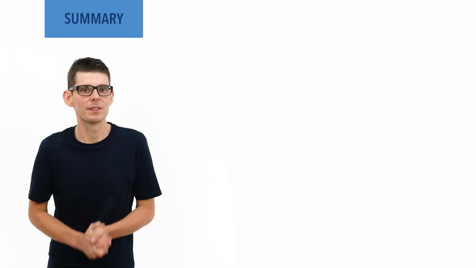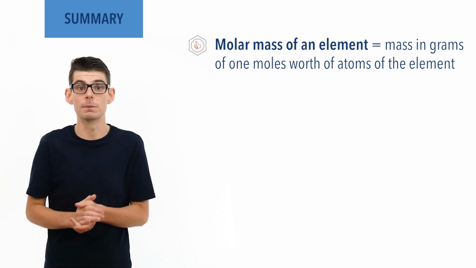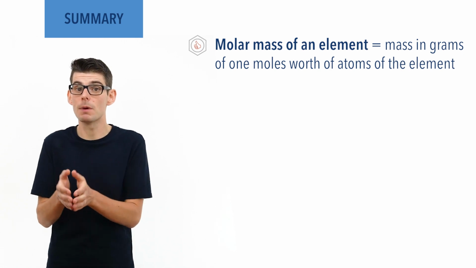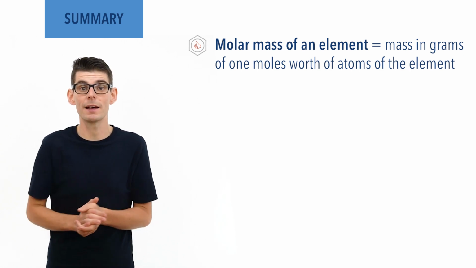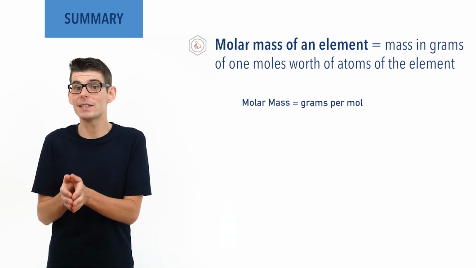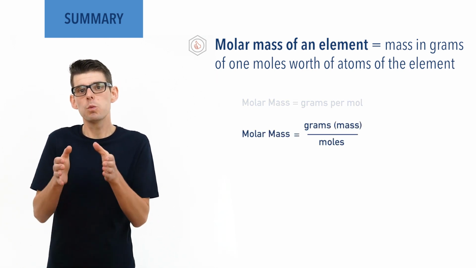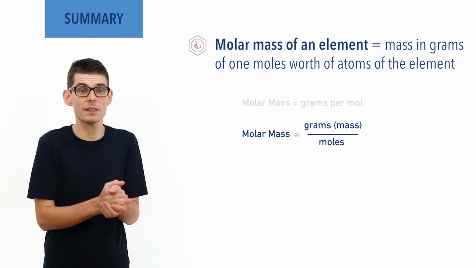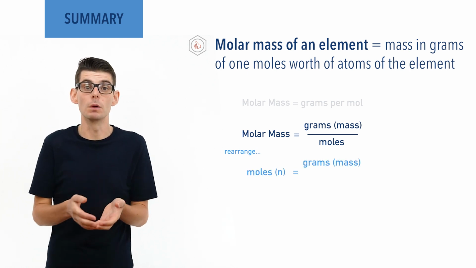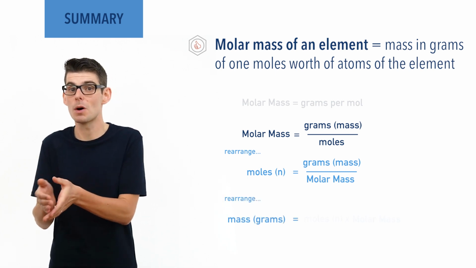So, to summarize, the molar mass of an element is the mass in grams of 1 mole's worth of its atoms. By using a substance's molar mass, we can convert between mass and moles to describe how much of the substance we have. If molar mass equals grams per mole, then that means it can be calculated using mass in grams of a sample divided by the moles of it. If we wanted to find the moles of a substance using mass, then we can rearrange this and get moles equals mass in grams divided by molar mass. Equally, mass of substance in grams equals molar mass times moles.